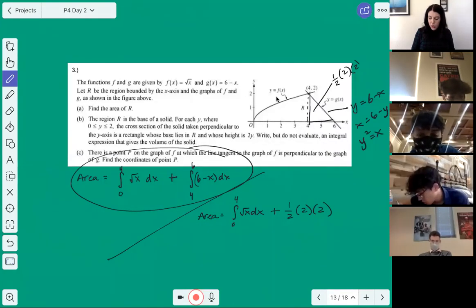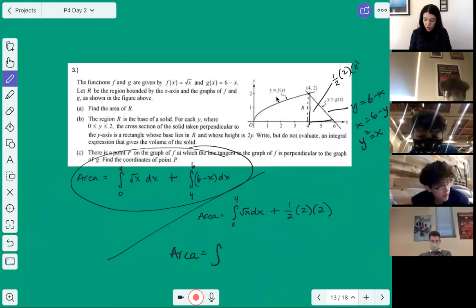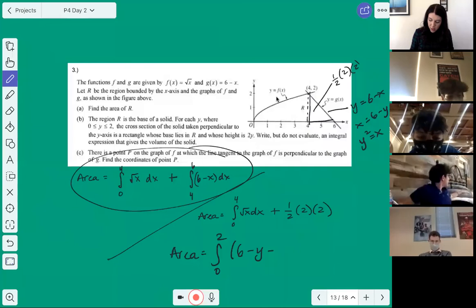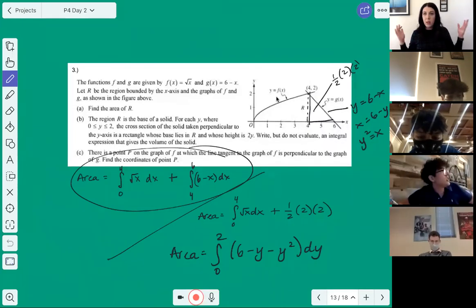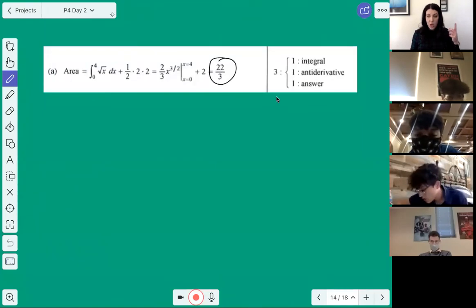So what you could do, and I'm assuming this is what you did, Carlos, you could have area equals the integral. You'd go from 0 to 2 instead, because you'd be in terms of y. And then you do your right minus left, so 6 minus y squared dy. If that's what you did, totally fine, 100%. You're going to get exactly that same value, Carlos. 22 over 3 is the final answer. Great. And that one maybe is faster or easier to see. Excellent job. Okay, 3 points possible here.